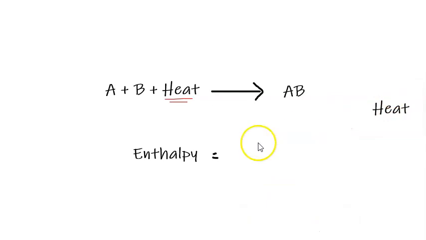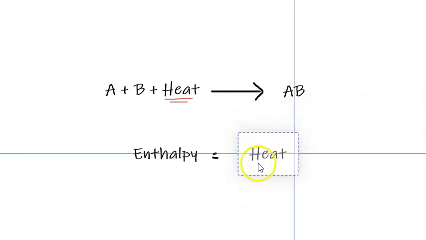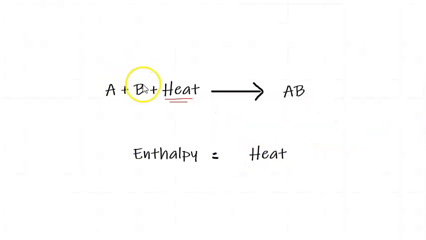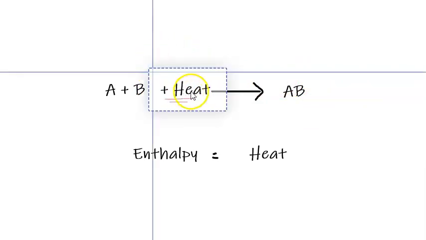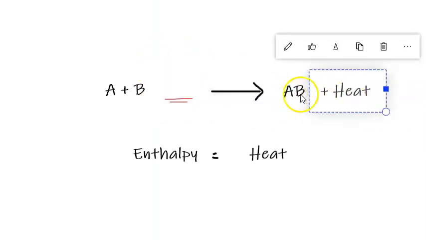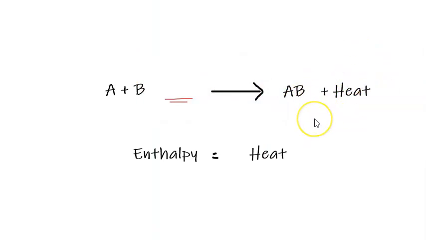We can't measure the enthalpy of reactants or products in itself. All we can do is have a look at a reaction. We can say we've got reactants that turn into a product and heat has been absorbed, and we can measure the amount of heat that gets absorbed in the reaction. Or if heat is produced, then we can measure the amount of heat that gets produced.